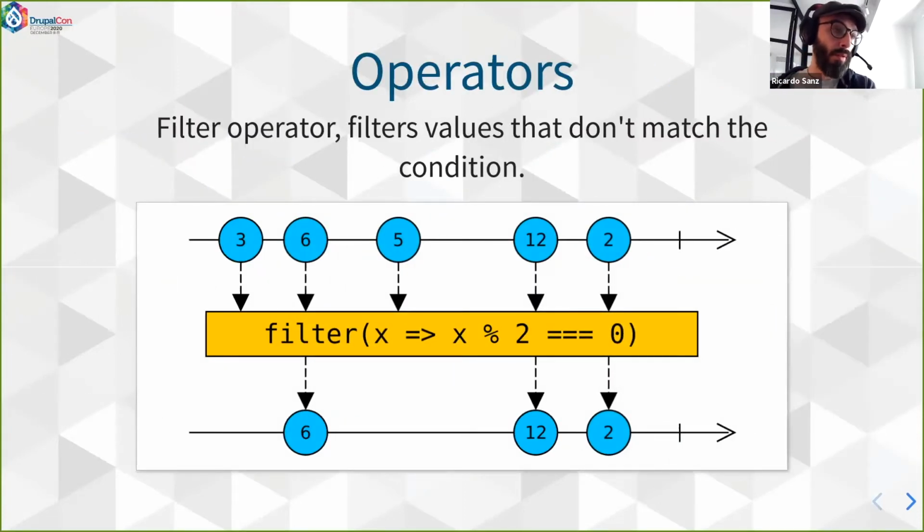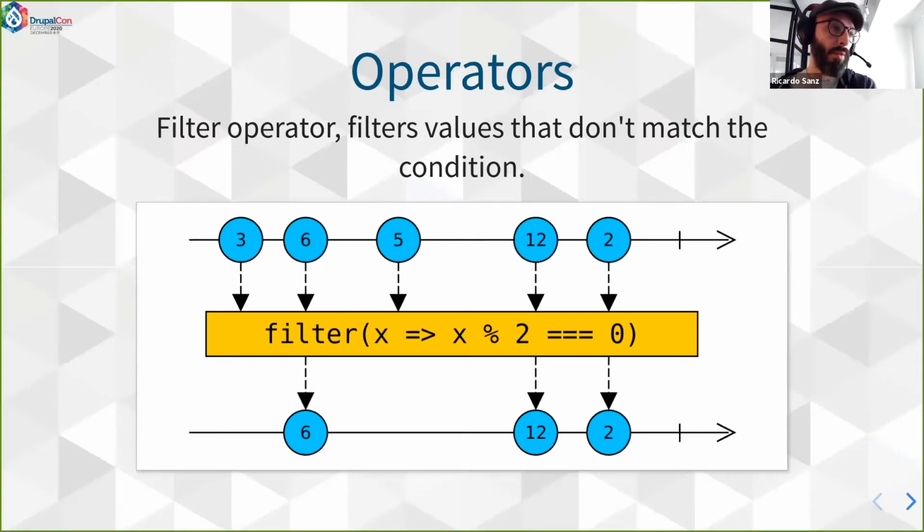This is the filter operator. What it does is to filter values according to a certain condition. First, I have to explain this diagram. As you see here, I have two observables. The first one on the top of the image, and the second one on the bottom. And in the middle, I have the operator. This is a way to describe how an observable evolves during time.